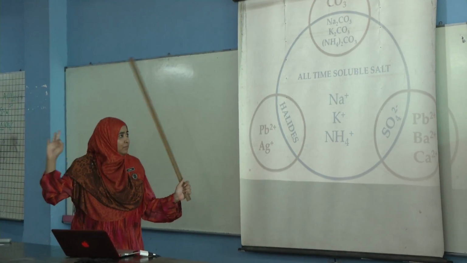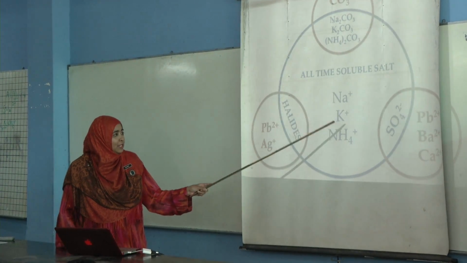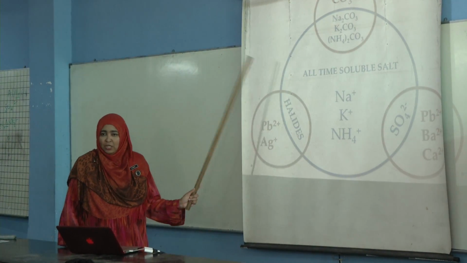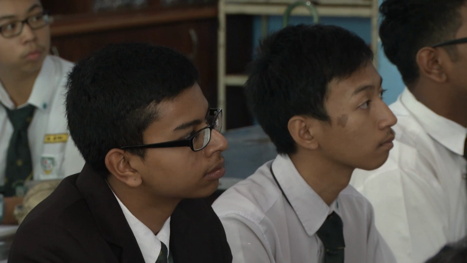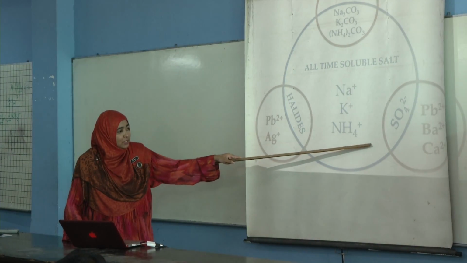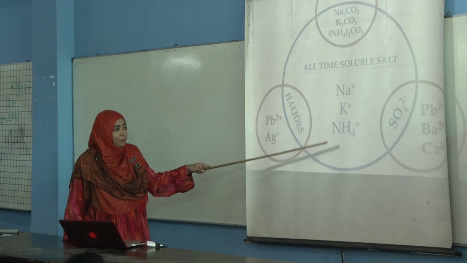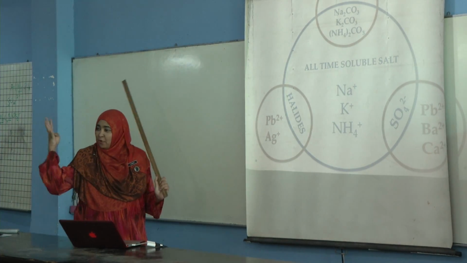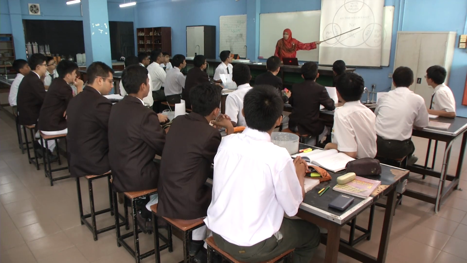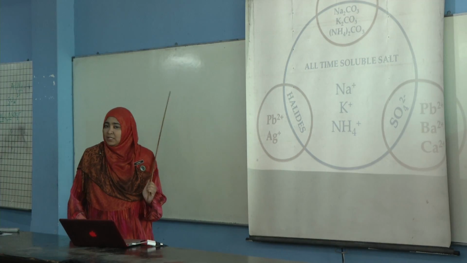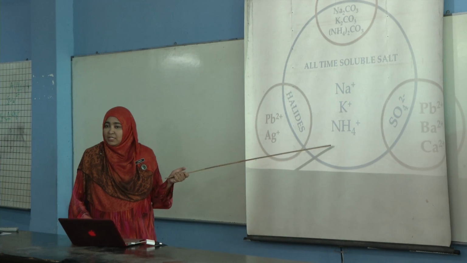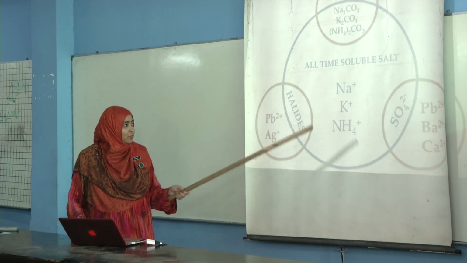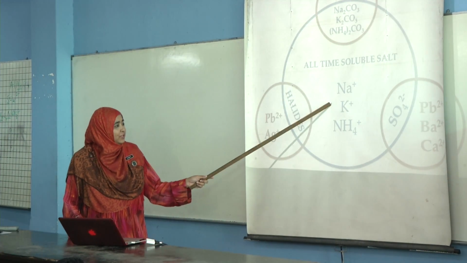Now, there are 3 soluble salts, Na+, K+, NH4+, and there's another one here missing, which is NO3-. So after this, when you copy down in your book, you write Na+, K+, NH4+, and then you draw a line and you put NO3-. So these 4 salts are all-time soluble. Meaning, if I say sodium chloride, is it soluble? Yes. Potassium nitrate? Yes, soluble. So that's part of the example.